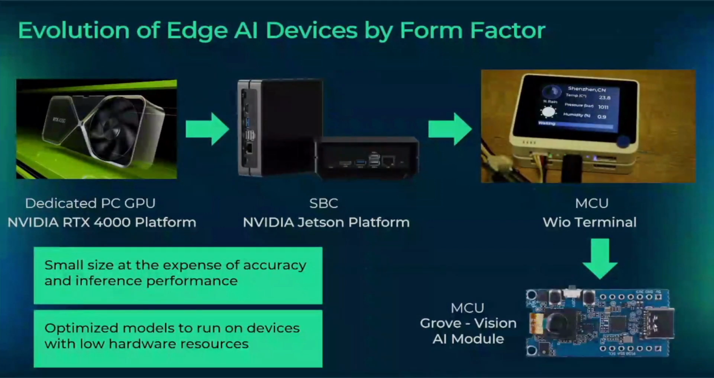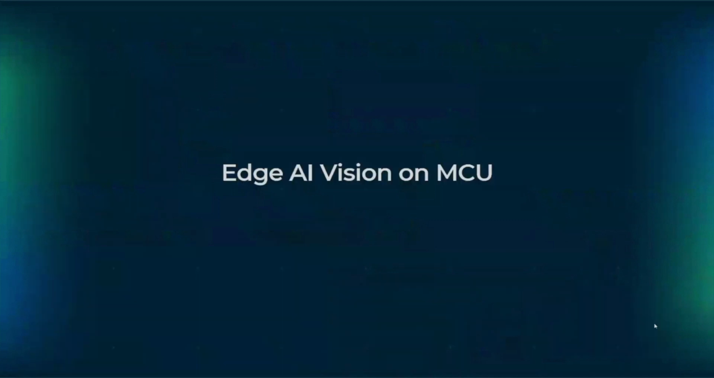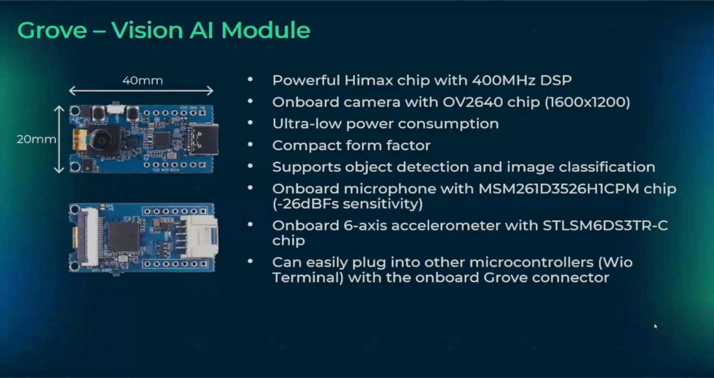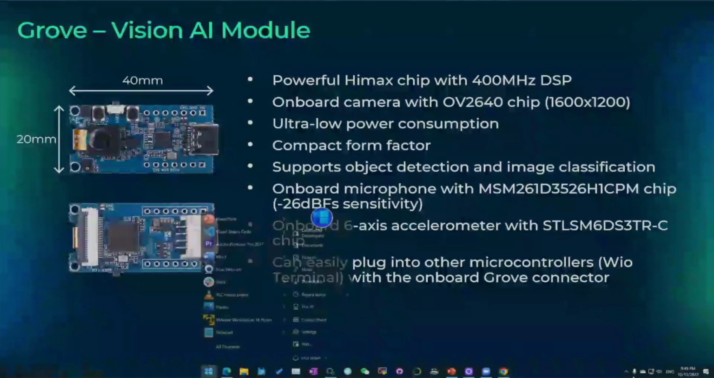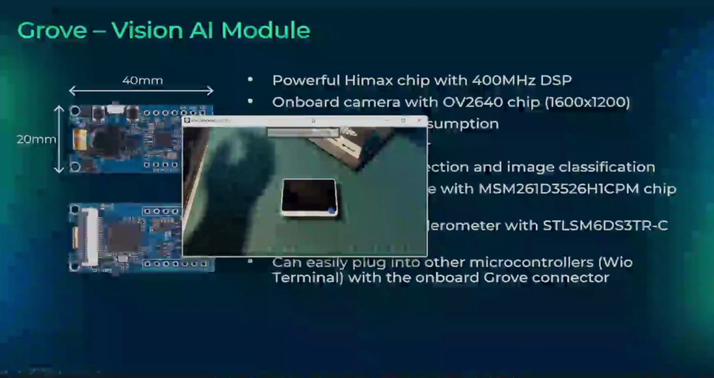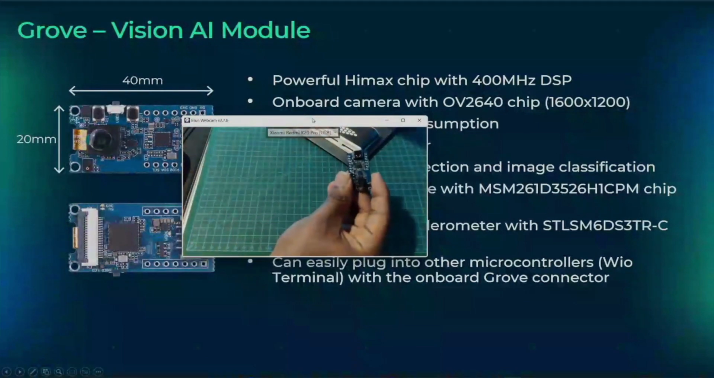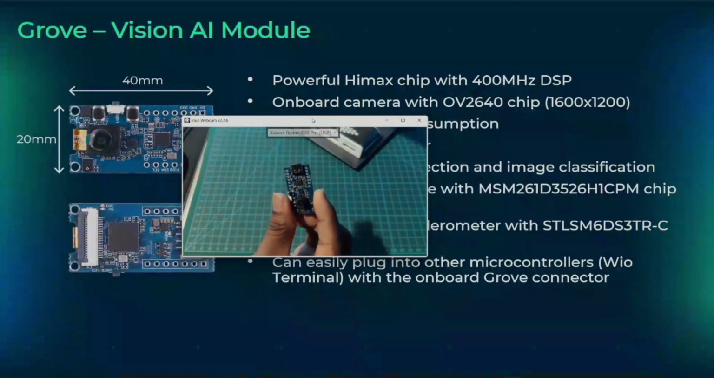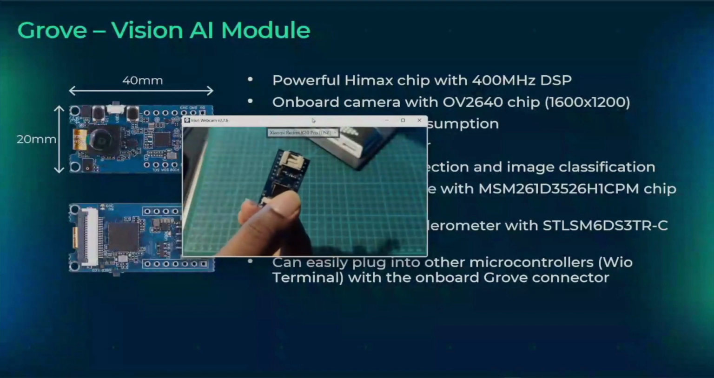So let's now talk about edge AI vision on the microcontroller unit. That's the Grove Vision AI module I just mentioned. I have it with me, so I will show you this module. So this is the module. It's very small. It's like a 40 millimeter by 20 millimeter PCB.